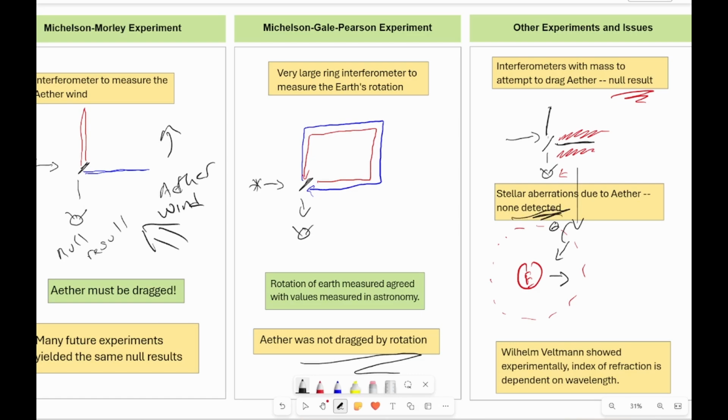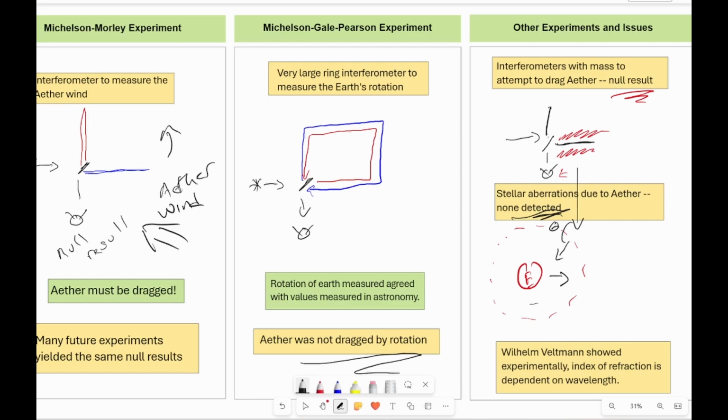And then Veltman also, so there were a lot of thoughts in the past, probably going back to the 1800s. I can't remember the date exactly, but they were looking at the index of refraction. If this was a moving medium and it had an index of refraction, you could calculate the phase shift due to the motion of that medium.